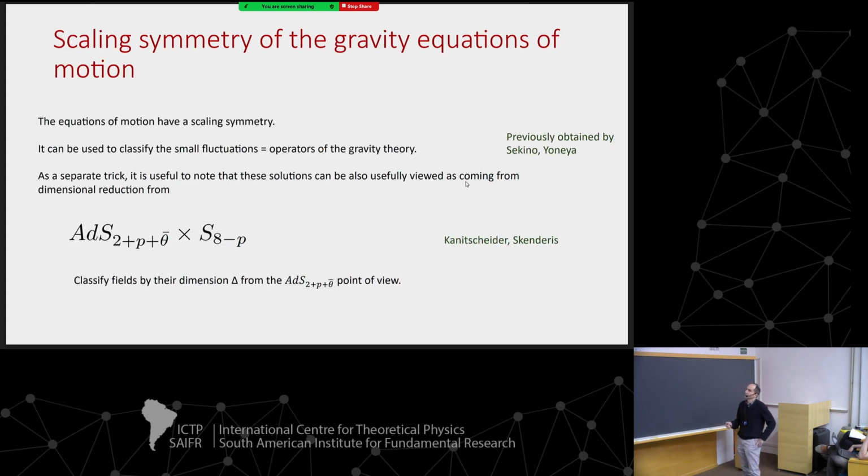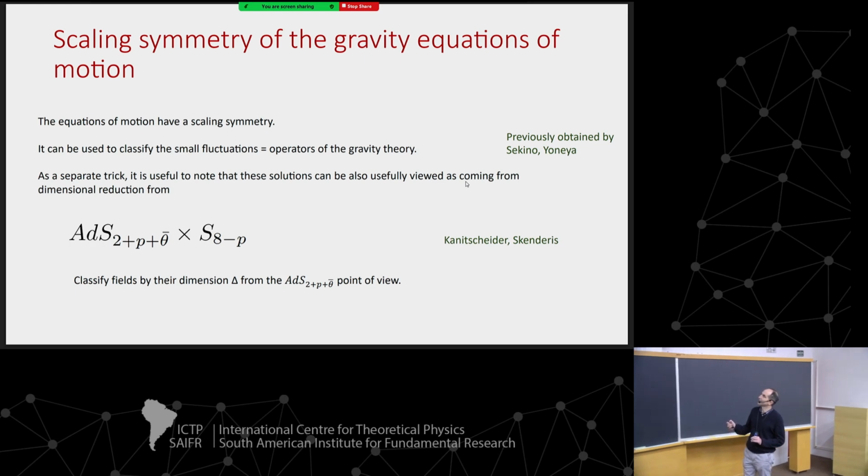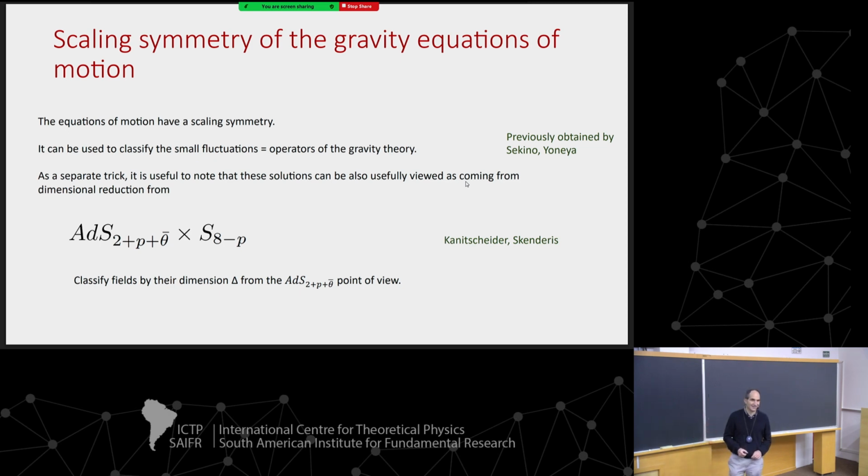Okay. Now, we said that there was a scaling symmetry, so the similarity of the action implies a symmetry of the equations of motion, and you can use it to classify the small fluctuations around this solution. And it turns out that, as a separate trick, it's useful to view these backgrounds as coming from dimensional reduction from AdS_{p+θ} times S^{8-p}. This is simply because these theories have this varying dilaton, and so you can think of the dilaton as coming from dimensional reduction of some higher dimensional space. This is something that essentially had to work, and indeed does work, as shown by Costas and friends.